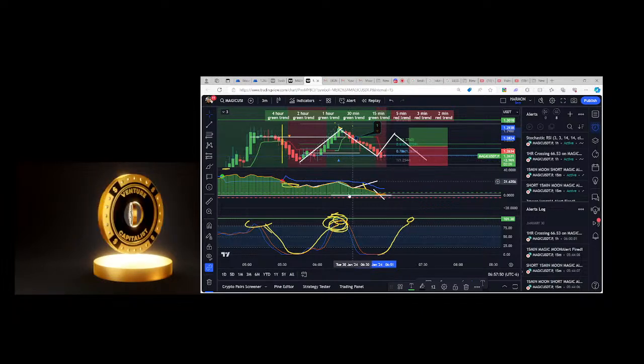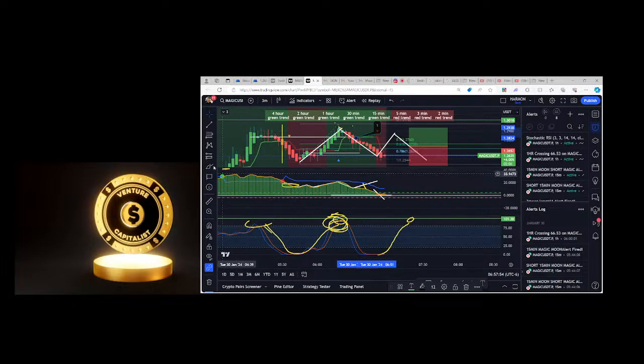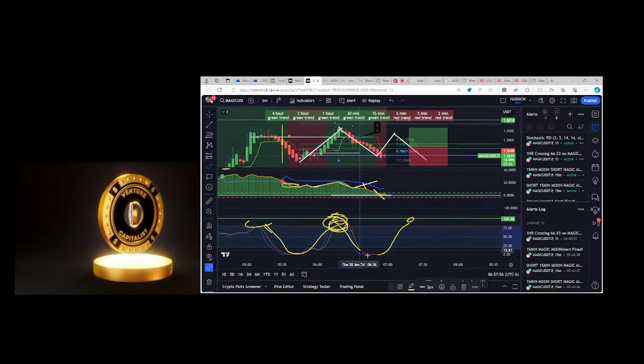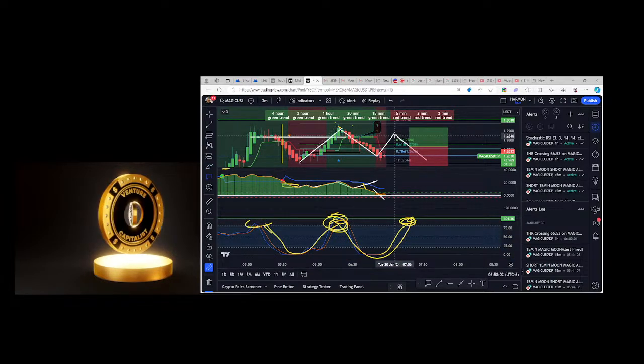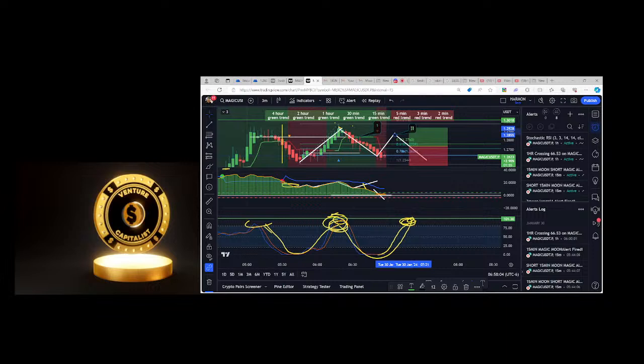So now the next entry is letting the 3-minute RSI go back down and then come back up again. And then when it comes back up again, this is where you would take your second entry.